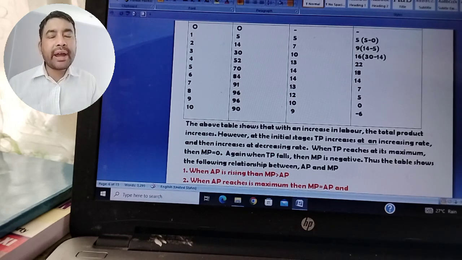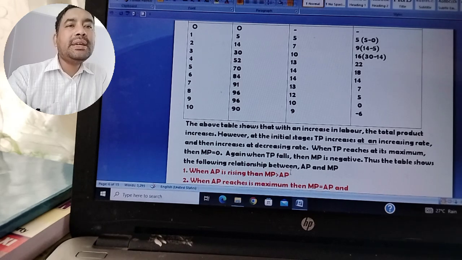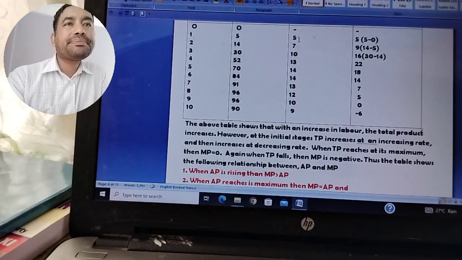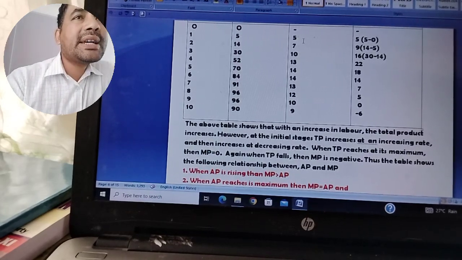So you'll be asked to write the relation between AP and MP. When AP is rising, then MP is greater than AP. See, when TP is rising, AP is rising 5, 7, 10, 13, and MP is also rising 5, 9, 16.